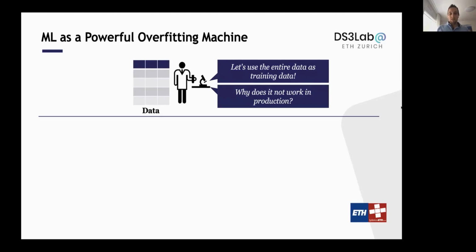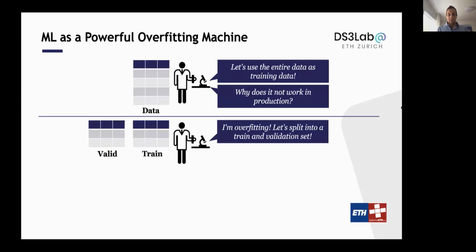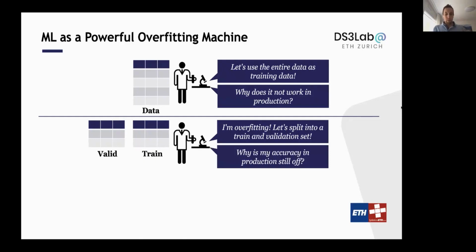So what's the remedy to that problem? Well, you typically split your data into two sets, and you use one set to validate and get an accuracy estimate, and you train on the other one. Now, if you do that and you choose some hyperparameters using the validation set, you're still left with the same problem. You're still overfitting to the validation set, and the accuracy you're getting in production will be far off.